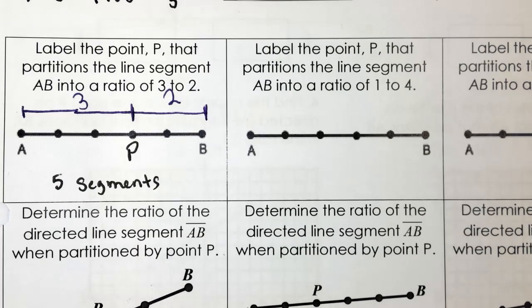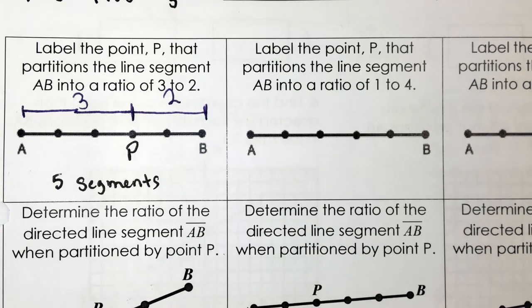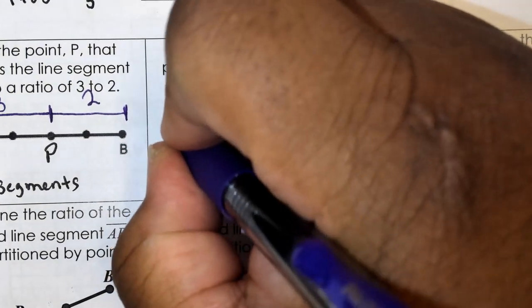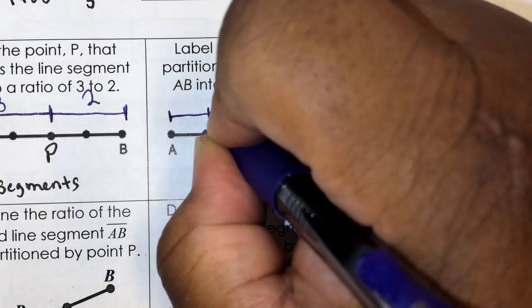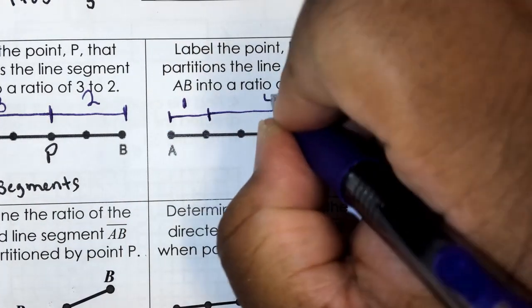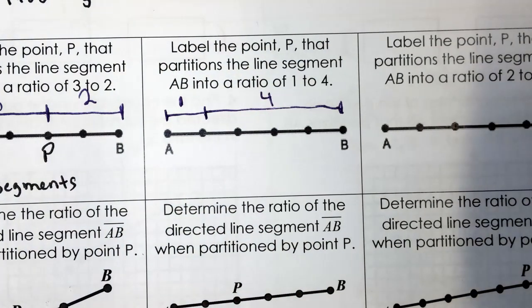We've already split our first line segment with the ratio of 3 to 2. Partition point is here. There's 5 segments in total. 3 plus 2 will tell you the number of segments. Let's do the next one. Split is 1 to 4, going from A to B. They tell me direction too. If they say A to B, I'm going A to B. If they say B to A, I will go back from B to A and split it. But all these are A to B.